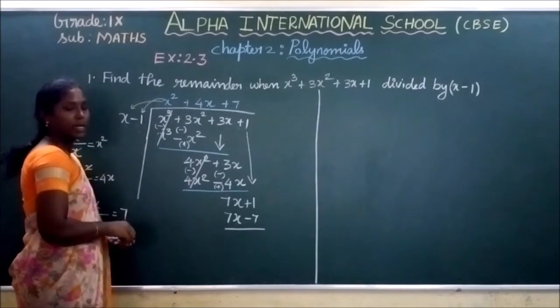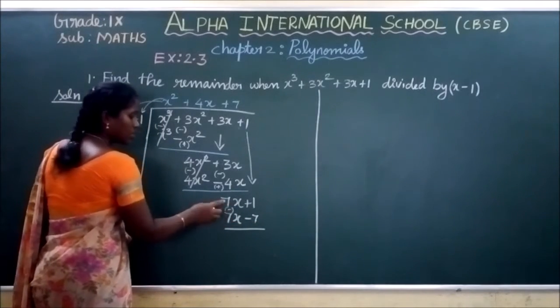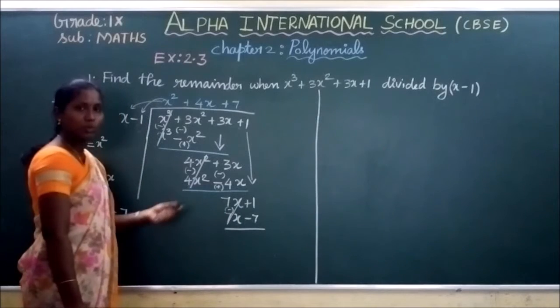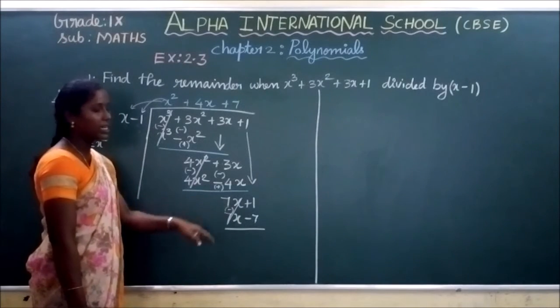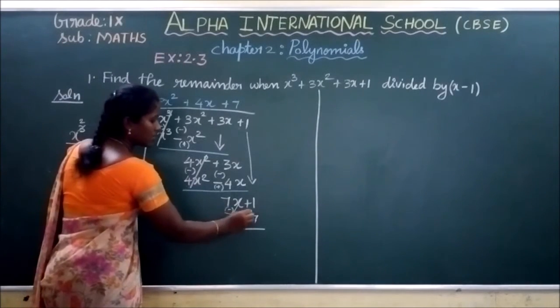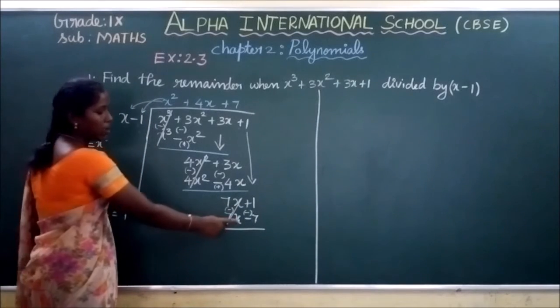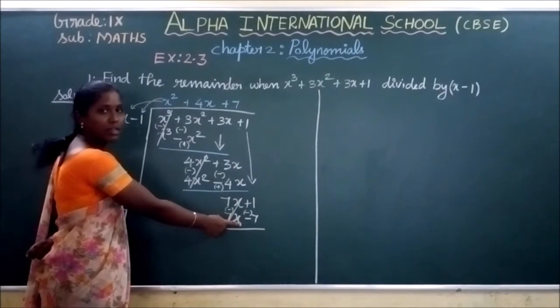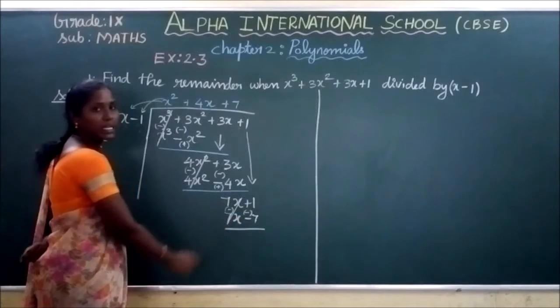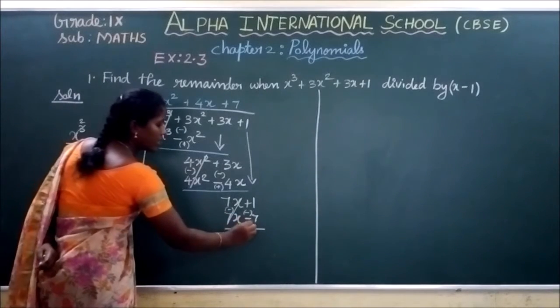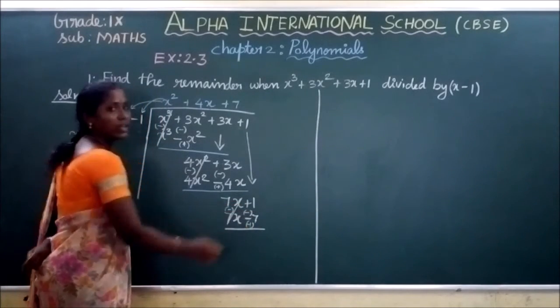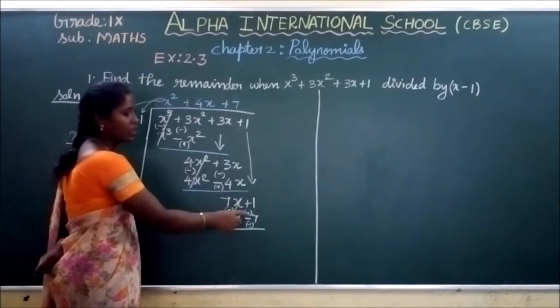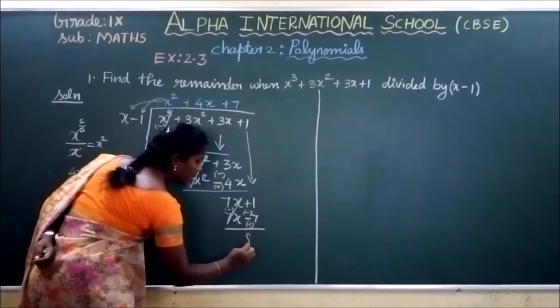Now we have to find the remainder. Do subtraction. 7x and 7x will get cancelled because 7x minus 7x is 0. What about this? If you are subtracting, what you have to do is minus. You will multiply with the down term. So minus into minus will become plus. So plus 7. So 1 plus 7. What you have to do? You have to add it. 1 plus 7 is 8.